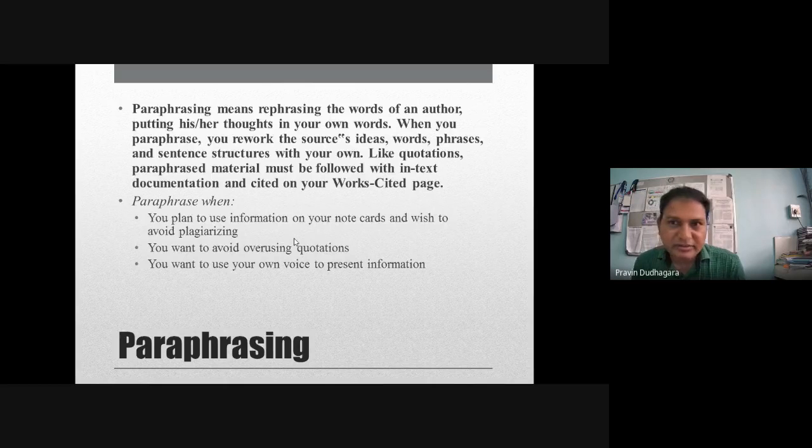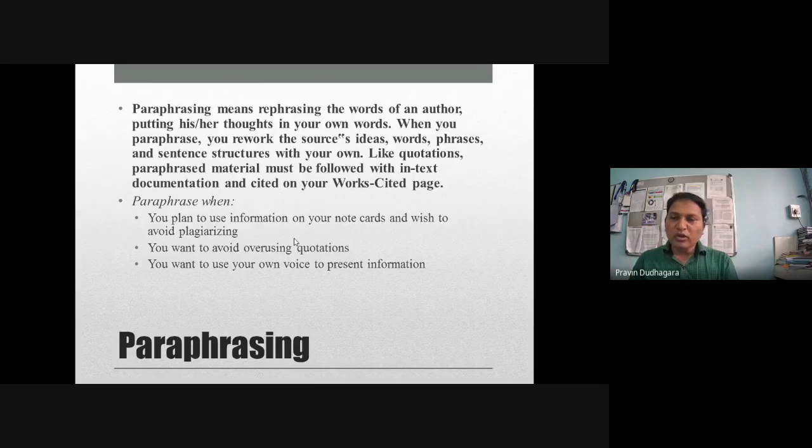Second one, that is paraphrasing. Paraphrasing means rephrasing the words of an author, putting his thoughts in your own words. When you paraphrase, you rework the source idea or source words, phrases, or sentence structure with your own particular knowledge. Like quotation, paraphrased material must be followed with the in-text documentation and cited on your work cited page. For example, paraphrases are used when you plan to use the information on your note cards, or wish to avoid overusing quotation.